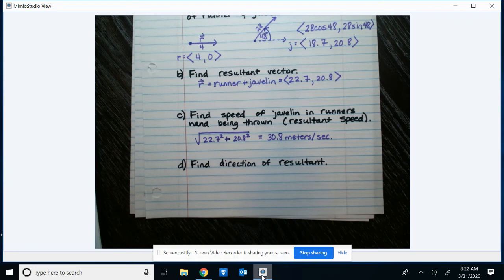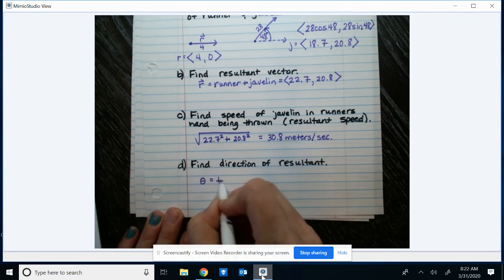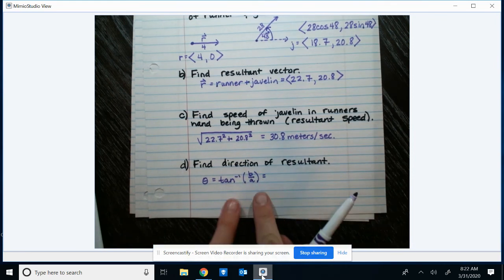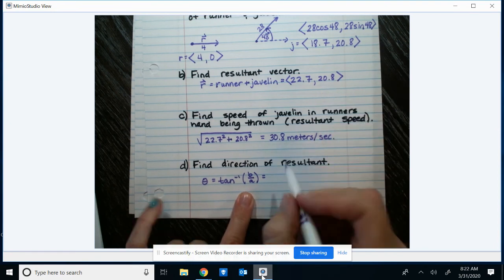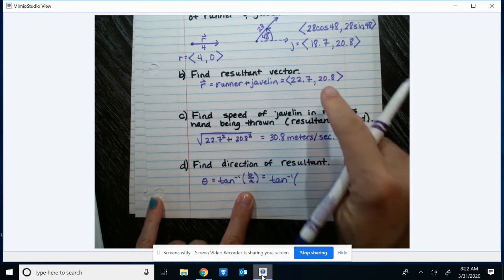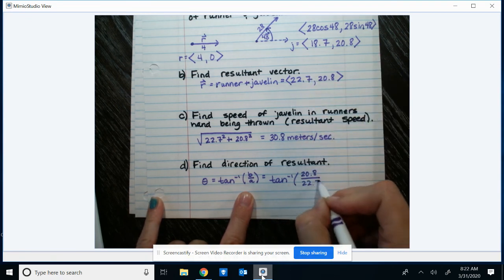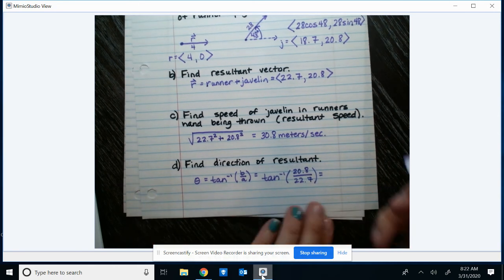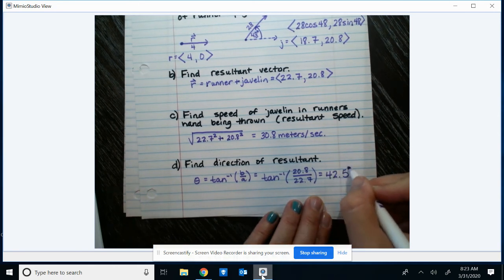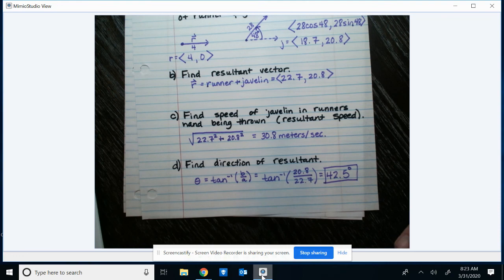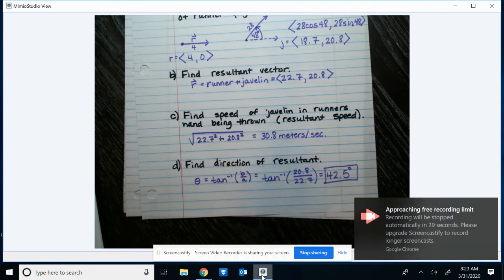Okay, last we have to find the direction. So remember that's your theta, and your formula for that is theta equals the inverse tangent of B over A. So in this case, I'm using the resultant vector, and so I'm going to take the inverse tangent of my B value, 20.8, divided by my A value, 22.7. So if you put that in the calculator, you're going to end up with 42.5 degrees. And so the angle that the javelin will be thrown is 42.5 degrees if the runner is running with it at its speed of 4 meters per second. Okay?